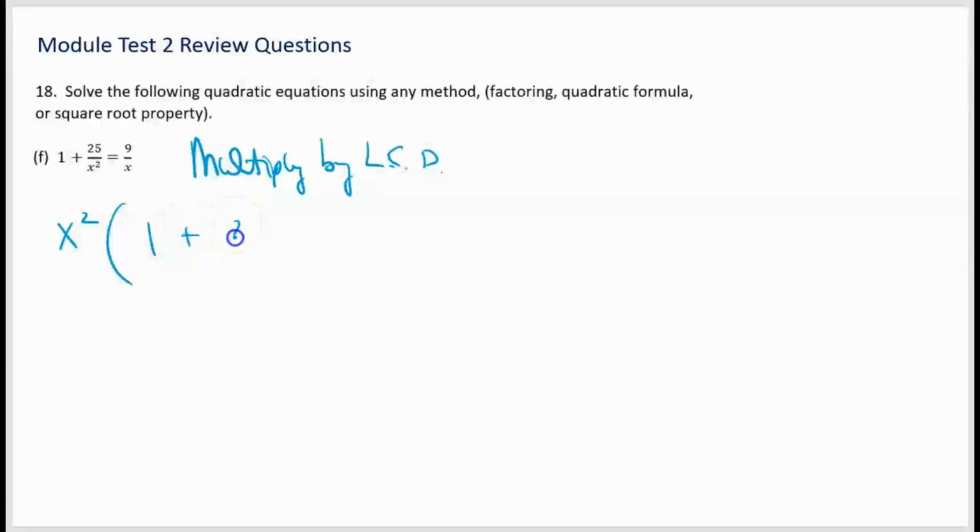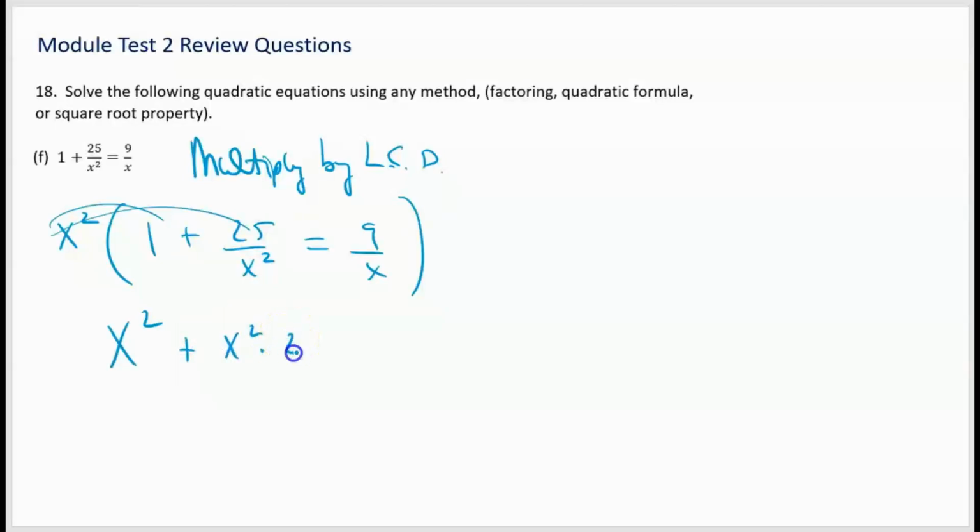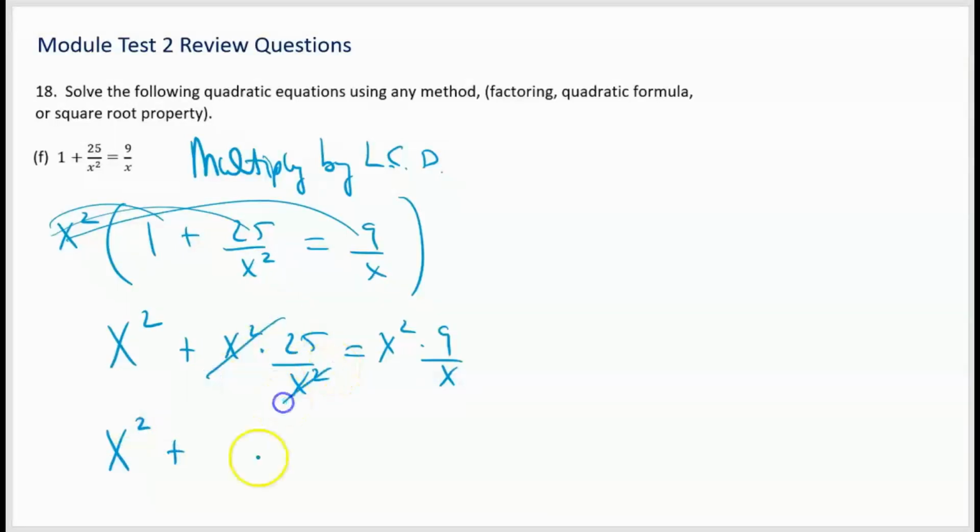So 1 plus 25 over x squared equals 9 over x. Every bit of that by x squared. So I distribute. x squared times 1 is x squared. x squared times 25 over x squared, well, I'm just going to write it down so you can see. And then x squared times 9 over x. Now, that gives me x squared as my first term. Look, these x squareds cancel to get plus 25. And on the other side of the equation, this x cancels with one of those, and I'm left with 9x.